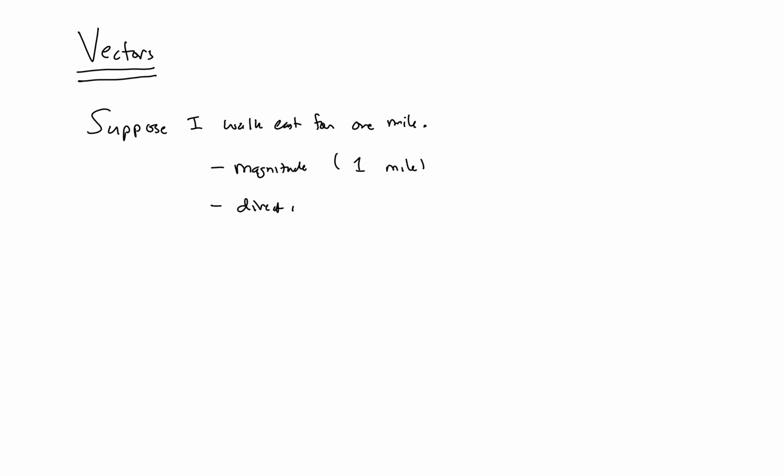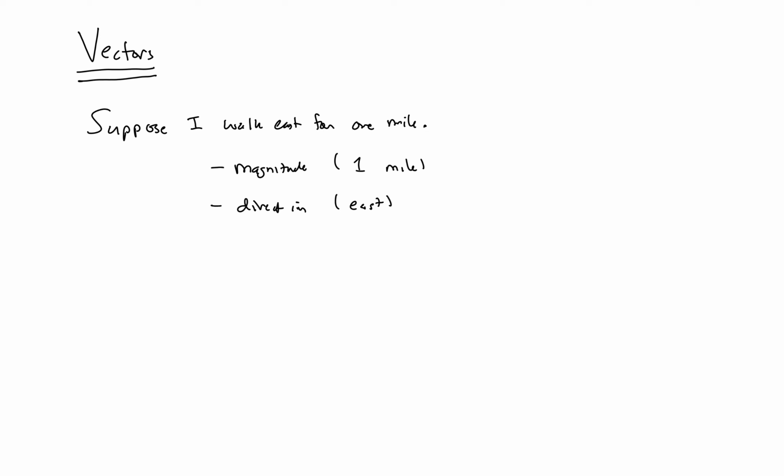So in this lecture, we're going to talk about vectors. Recall from the flipped class videos, vectors were quantities that have a magnitude and a direction. So suppose I walk east for 1 mile, right? So this gives me a vector. This has a magnitude, 1 mile, and it has a direction, which is we're going to walk east.